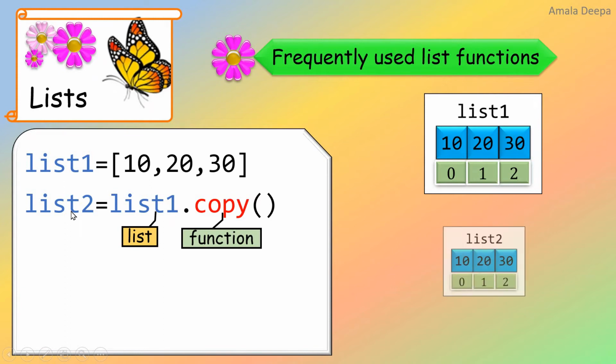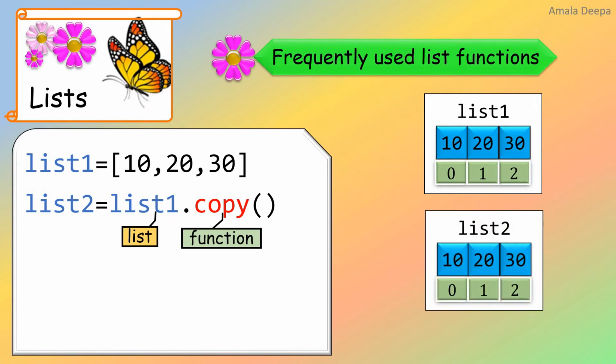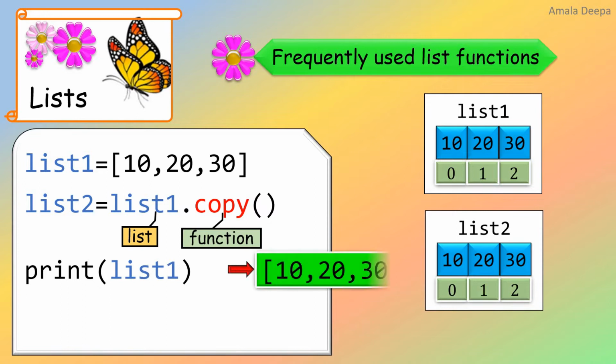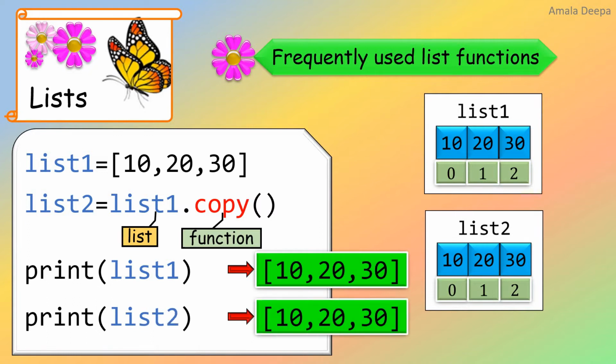So here you can see in the array the same list1 is copied into list2. So print(list1) will give the output 10, 20, 30 within square brackets, and print(list2) will also have the same values because of the copy function.